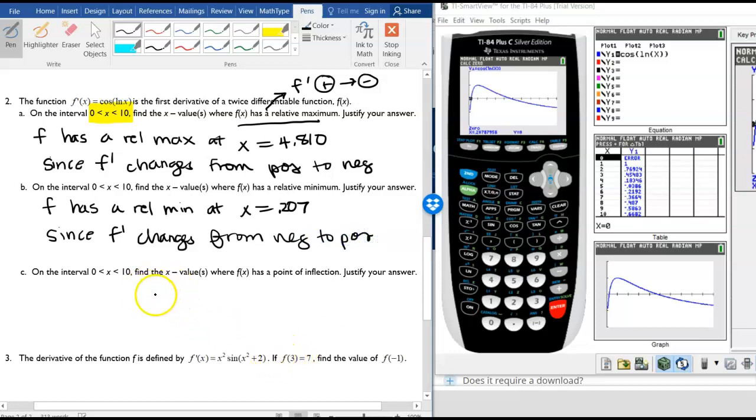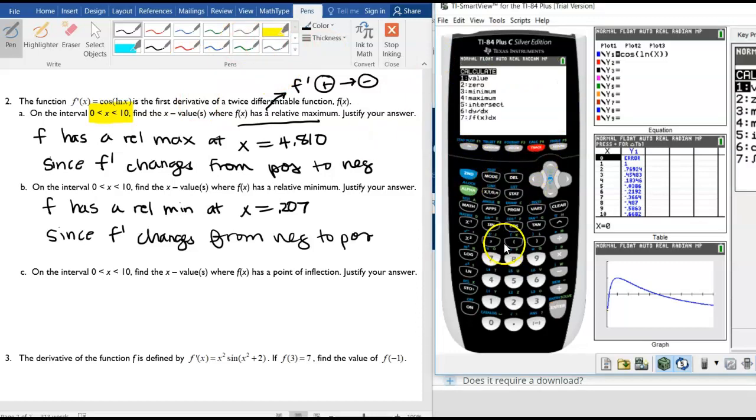For part C, it asks me to find the x values where f has a point of inflection. When I'm looking at the graph of f prime, that's where f prime has relative maxes and mins. I see that this graph has a relative max right there, so that's the point I want to find. I could also take the derivative of this and see where it changes signs, but I already have this graph here, so let's find that max. What I'm going to do is hit second calc. I'm going to use maximum number 4.